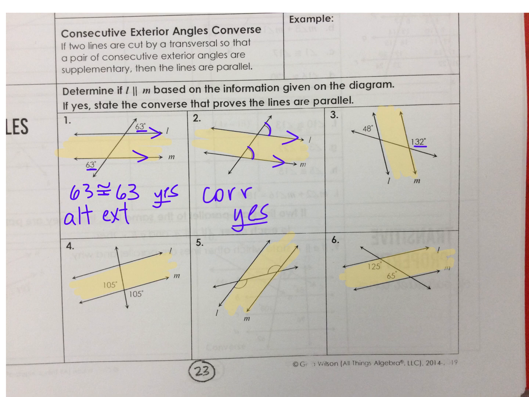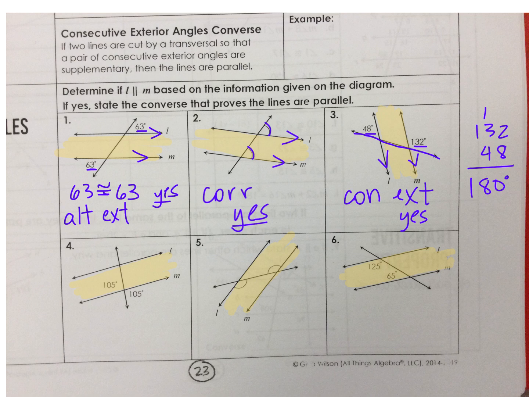Now I have, they're both outside, so they're exterior. They're both on top of the line. So they are consecutive exterior. Consecutive exterior angles tell me they have to add up to 180. 132 plus 48, that's 180. So yes, these guys are parallel.